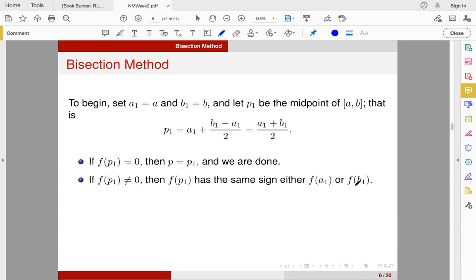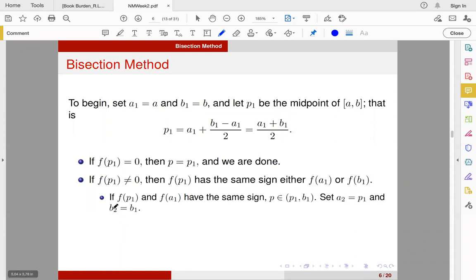So if FP1 and FA1 have the same sign, then we remove A1. Therefore, the root, the point that we want to find, is in the interval P1 until B1. Then the next step is to set A2 equal to P1, and B2 equal to B1.